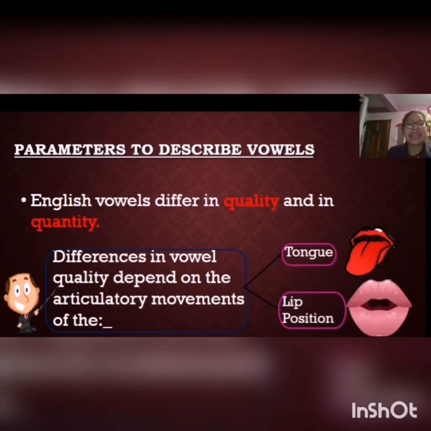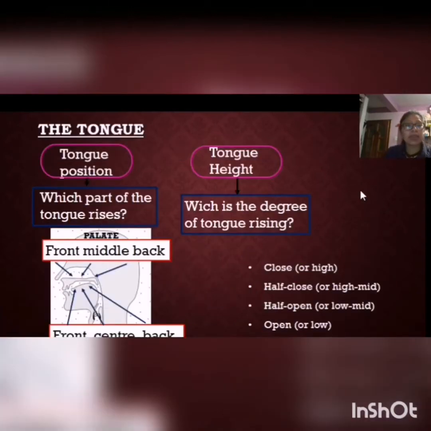Now you have to realize that the tongue is one of the most important articulators for the production of vowels. And so we have here the tongue. And talking about the tongue, we have to look at the different tongue positions and at the different tongue heights. As far as tongue position is concerned, we have to look at which part of the tongue rises. And when we talk about tongue height, we have to look at the degree of tongue rising.